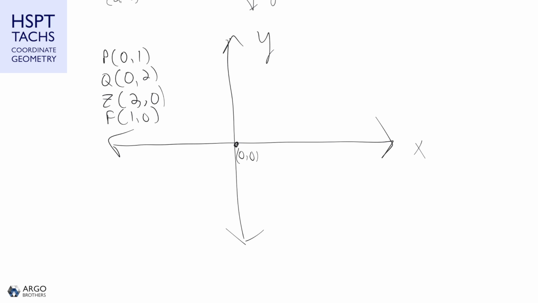Okay, let's graph point P. Point P is (0, 1). So where is 0 on the x-axis? It is here.